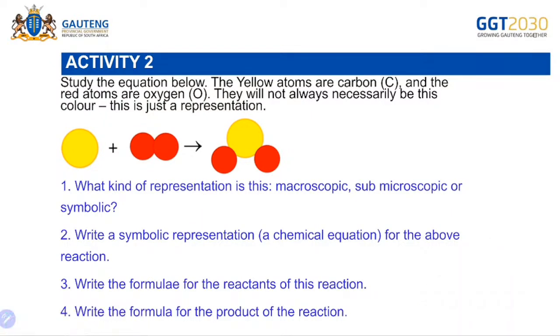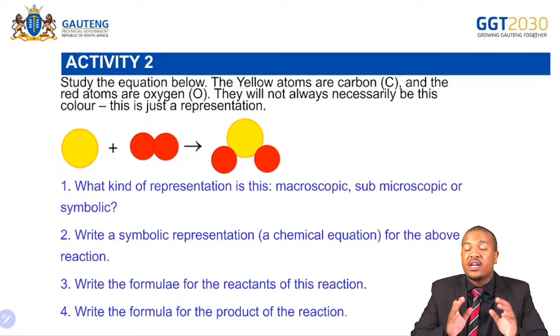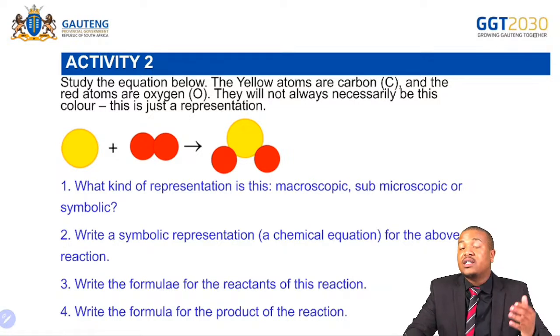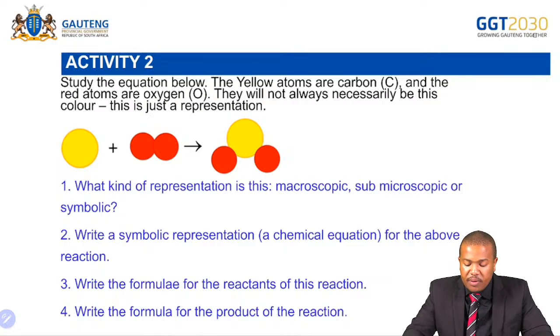of balancing these equations. So activity 2 says, study the equation below. Note that the yellow atoms are carbon and the red atoms are oxygen, right? So they will not always necessarily be this color, and note that this is just a representation, right? So yellow is carbon, whereas red is oxygen, right? Then number 1, what kind of representation is this? Is it a macroscopic representation, submicroscopic, or a symbolic representation?